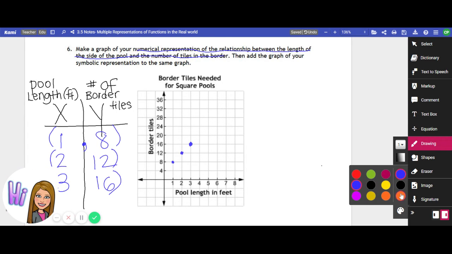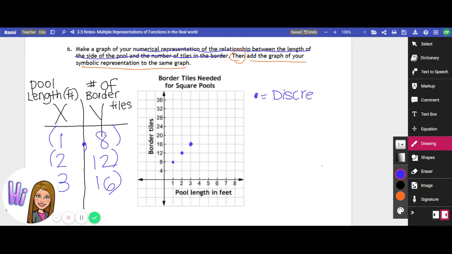But then this second part says, then add the graph of your symbolic representation to the same graph. So the points that we're showing right here, these would be kind of a discrete example. I'm just going to put the dots equal discrete, where they're not continuing, they're just one point, because we're not really having half of a tile or half of a foot. Maybe there's examples where we could, but I think that this kid's family isn't really offering that.